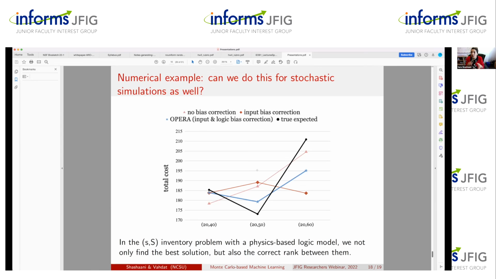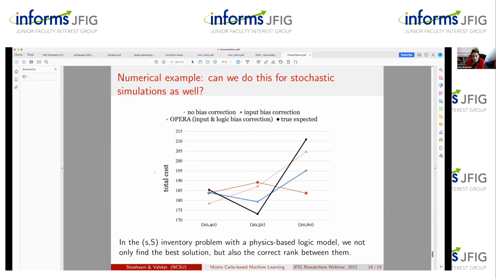So if we follow the same rules, the same structure of these nested layered bootstraps and quantifying the bias due to logic and input, in fact, here's an example showing you. This is only the averages, so I'm not showing you the confidence intervals on this plot, but this is back to that inventory problem. And I am using the simulation, not the machine learning, right? And the black line is the true objective, the true expected value, the true expected cost.